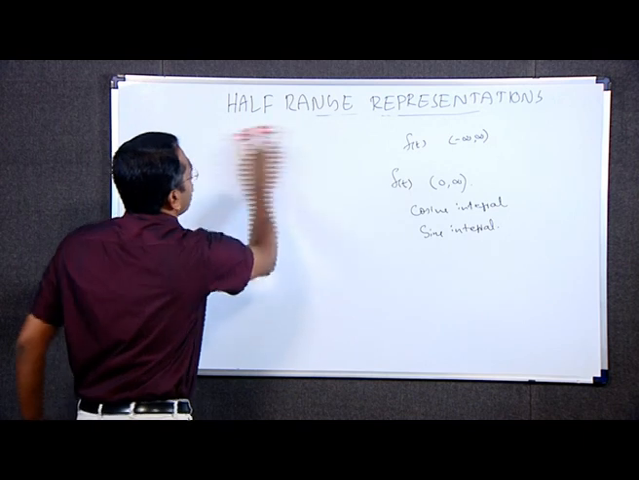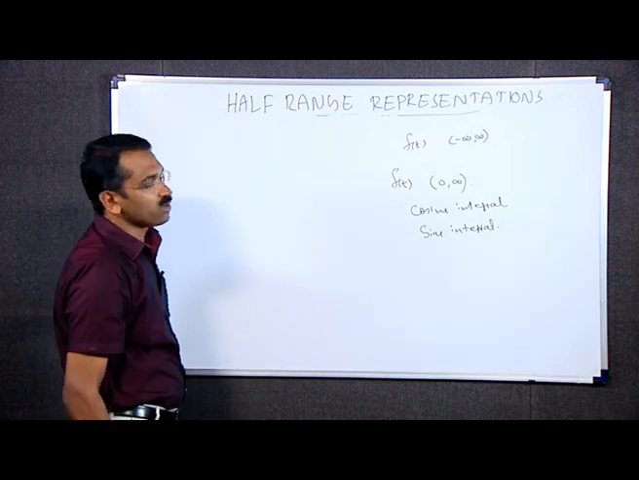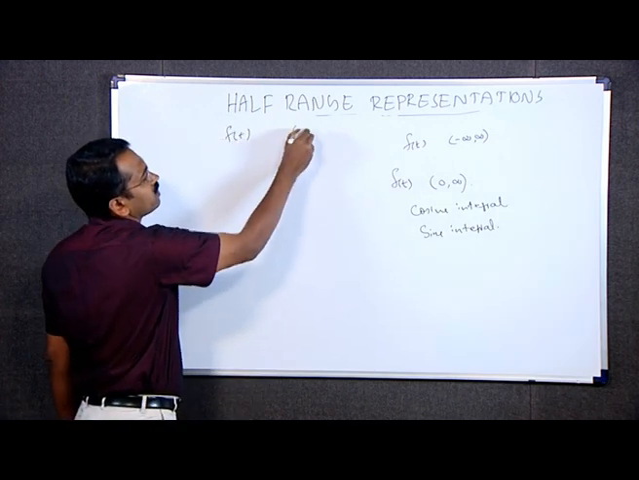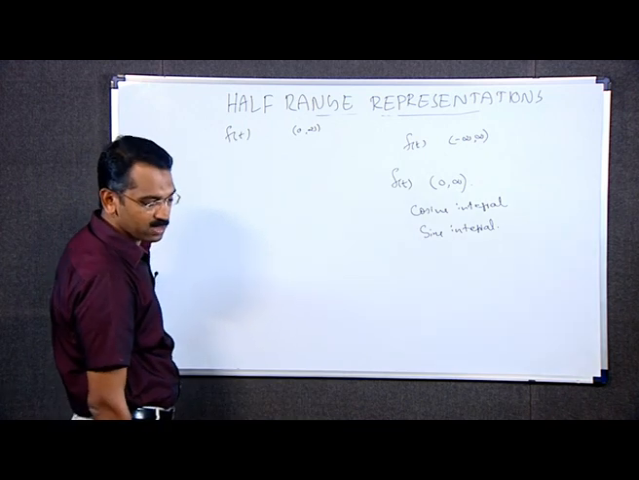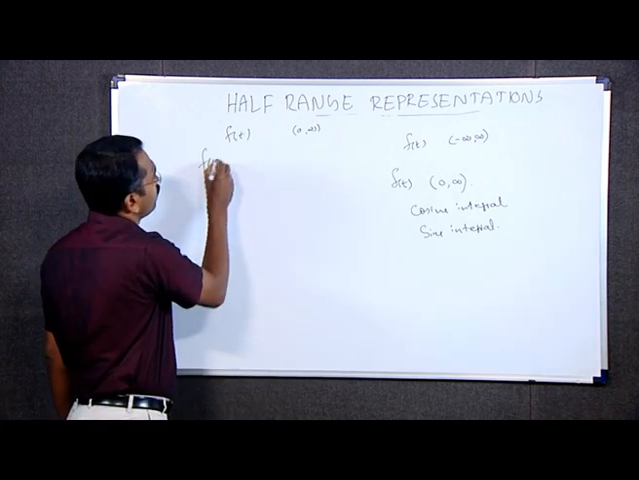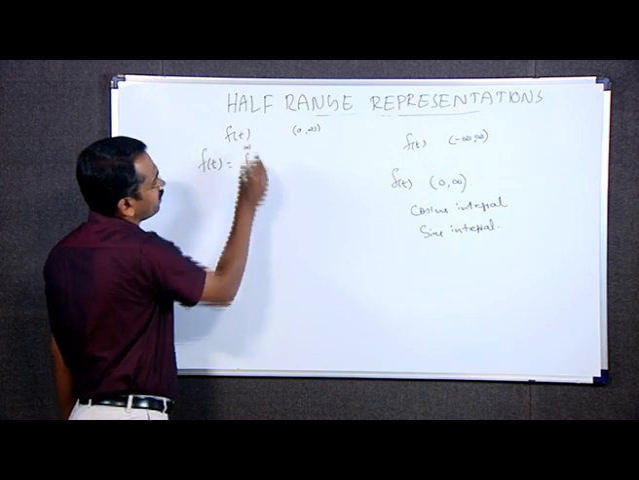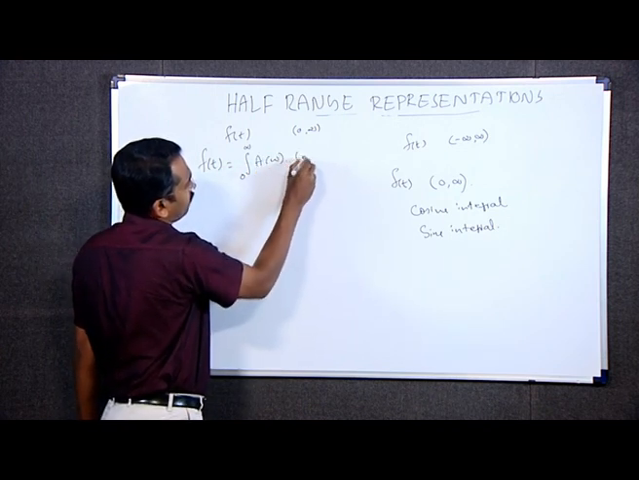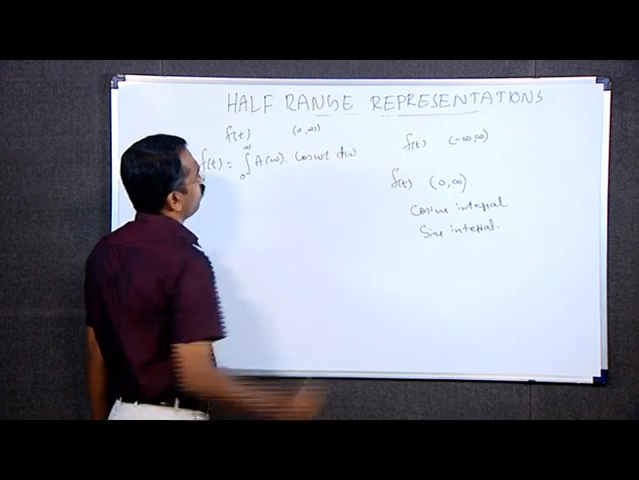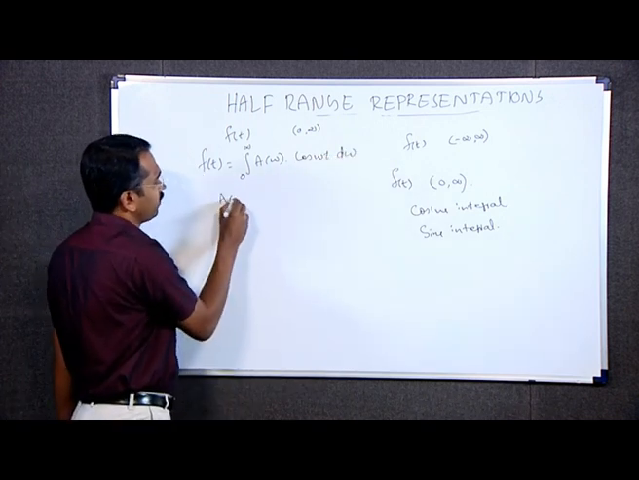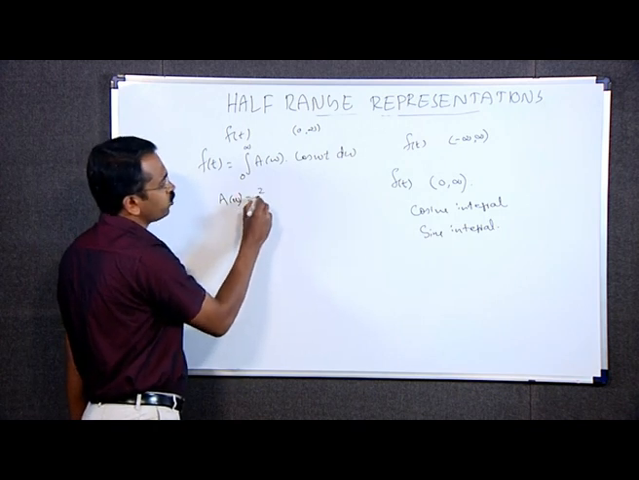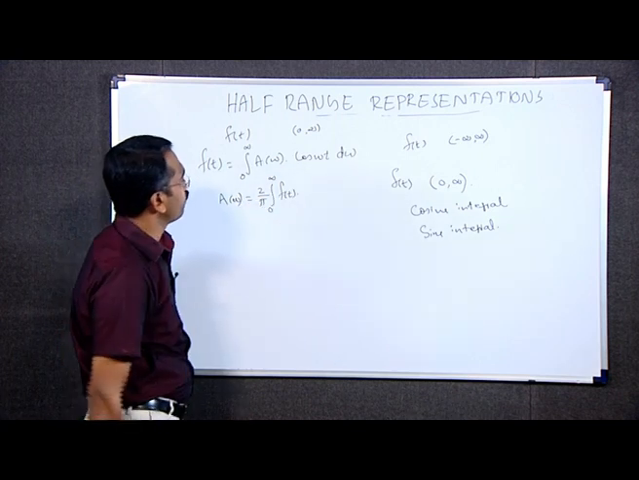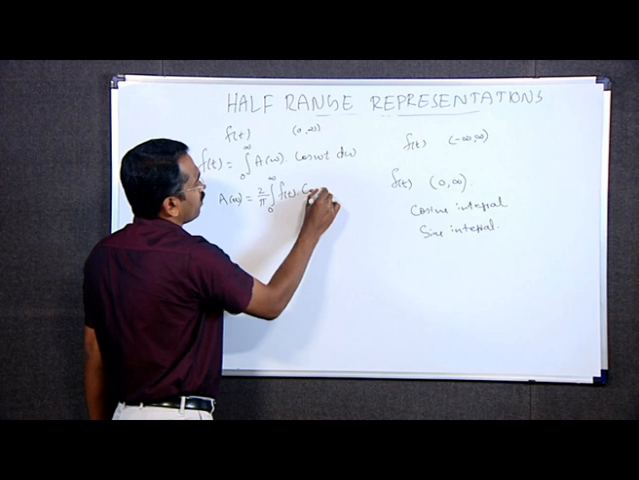The definitions are: the Fourier cosine integral representation of a function f of t defined in the interval 0 and infinity is f of t is equal to integral from 0 to infinity a omega into cos omega t d omega, where a omega is given by a omega is equal to 2 by pi into integral from 0 to infinity f of t into cos omega t dt.